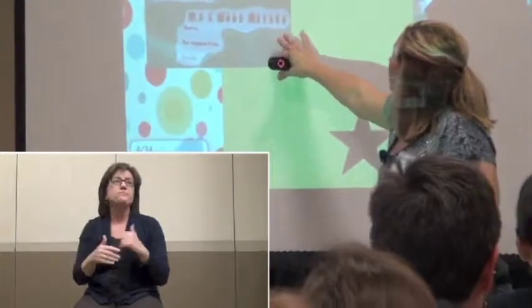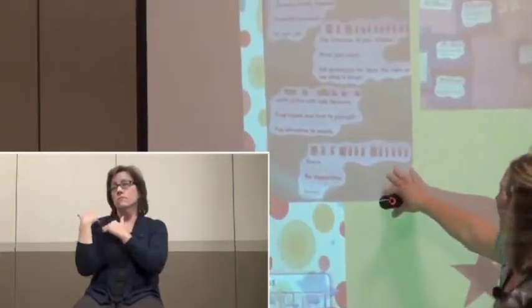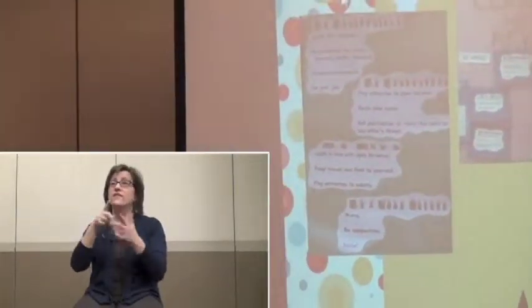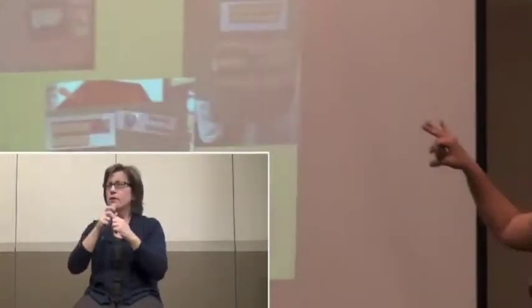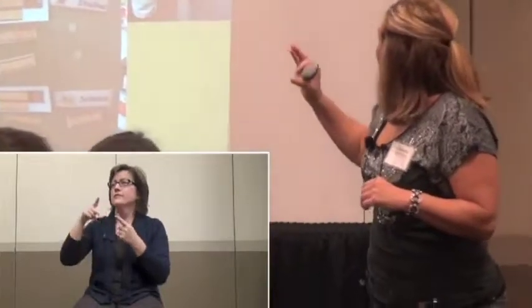These were just their be responsible, be respectful, be safe, and they added be a good friend. Clearly at that point they must have been having some issues with being good friends, so they added that to kind of their PBIS, their 3 R's there.